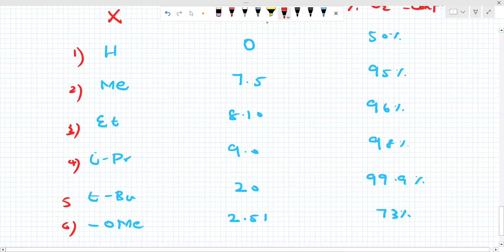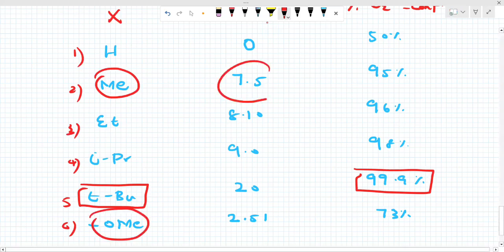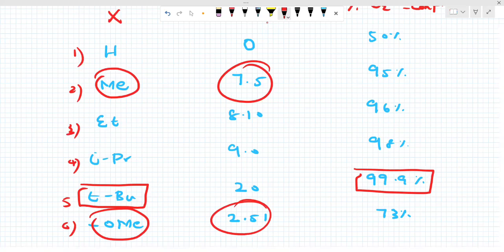Which is the more bulky group? Tertiary butyl. What is its percentage of equatorial? 99.9%. Listen. Now in this table, what are we going to discuss? Methyl and OMe. See, methyl has a higher A value compared to OMe. Therefore, for example, if two groups, methyl and OMe, are considered, the methyl being equatorial is highly favored.